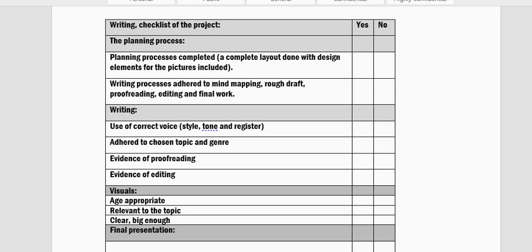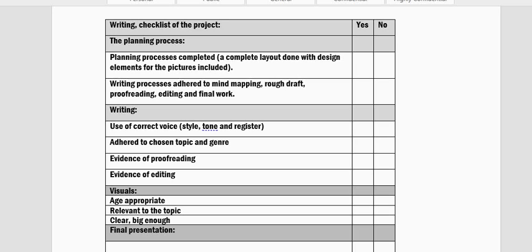Am I still within the time frame allocated for this part? What do I still need to do? What still needs work? What is completed? And then a checklist should contain the requirements as well. And there the child can assess for himself whether he meets the requirements or not.